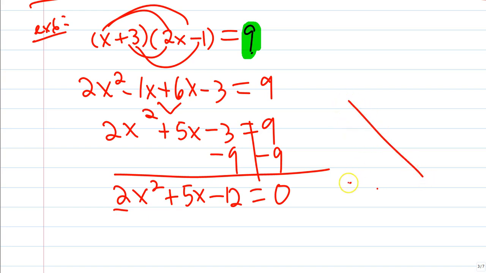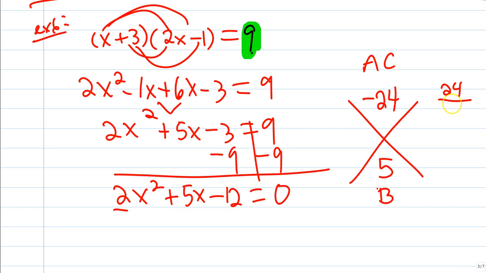You're either going to use this diamond or you're going to use the t. But either way, I like to call it a c factoring. What is 2 times negative 12? And our b goes down here, the 5. We're looking for two numbers that multiply to make 24, combine to make 5. If you're not sure, list them out.